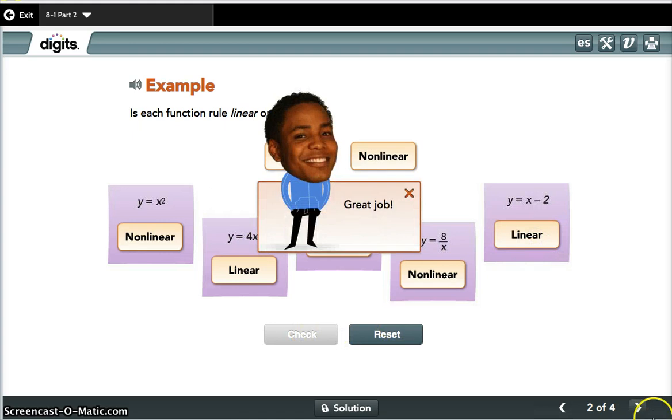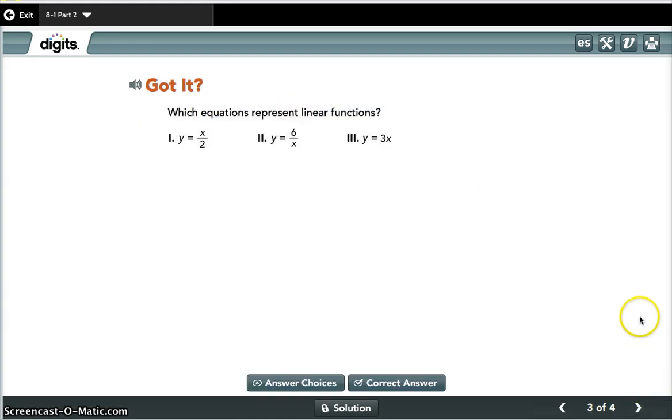as well. All right, now I want you to take a look at your Got It and see if you can tell me which one or which ones of these equations are linear functions. All right, so hopefully you had some time to take a look. If you need more time, feel free to pause the video. And hopefully you said it was options 1 and 3, because 1 is being divided by 2, that's totally fine, and 3 does not have any exponents, so that's okay as well. And then 2 is not a linear function because it's being divided by x.